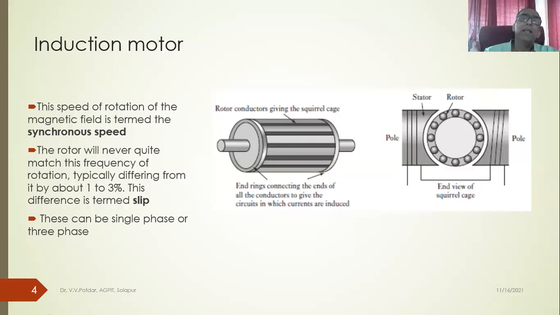1000 RPM मध्ये 30 RPM less. 970 RPM नी माझा rotor फिरणार. This 3% will be the slip, and this is called as the slip of the induction motor. Slip means a lag, right? The magnetic field is rotating at 1000 RPM, whereas the rotor is rotating at 970 RPM. A lag of 30 RPM, right?